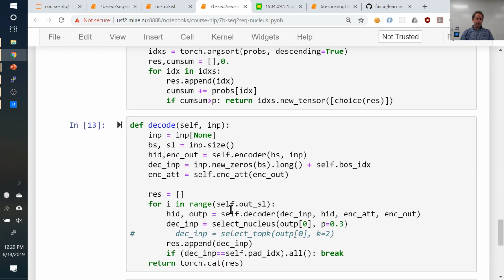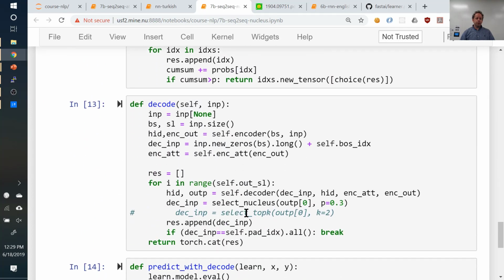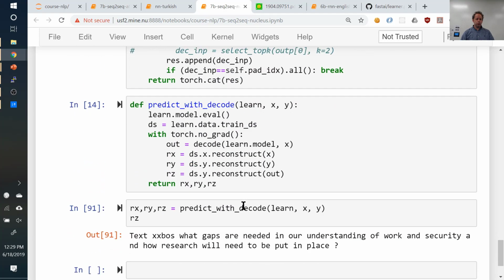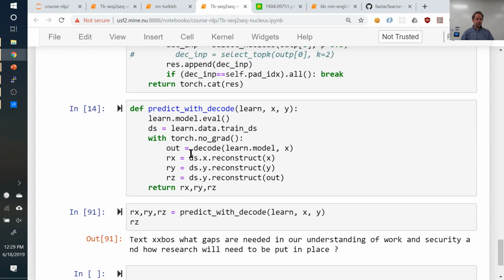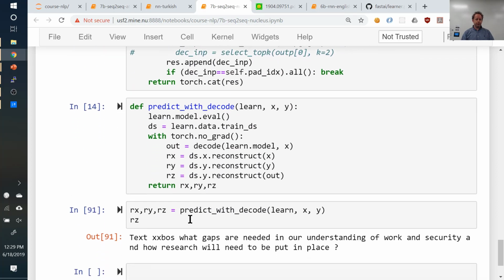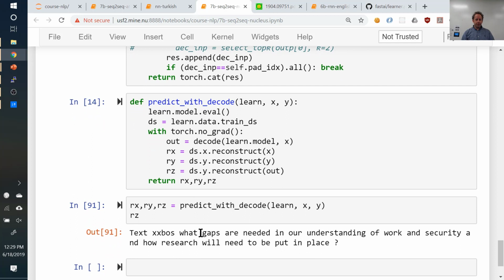If instead we switch out the greedy and put in nucleus, and then call predict with decode, which as you can see just puts it into eval, no grad, calls that decode, and then returns the reconstructed output, we get "what gaps are needed in our understanding of work and security and how research will need to be put in place." So it's a much less repetitive, better sounding sentence.